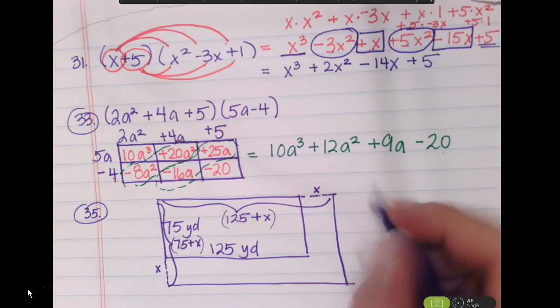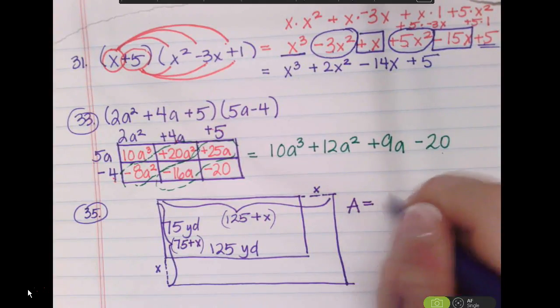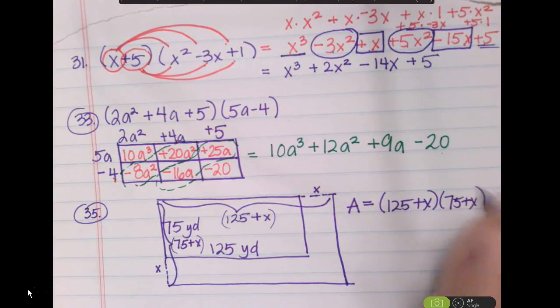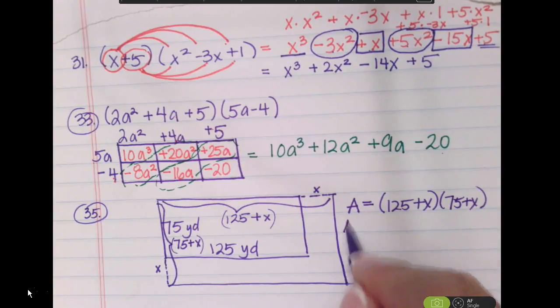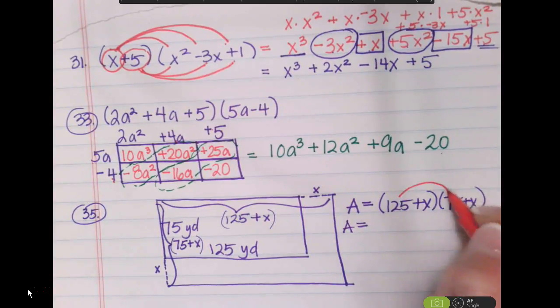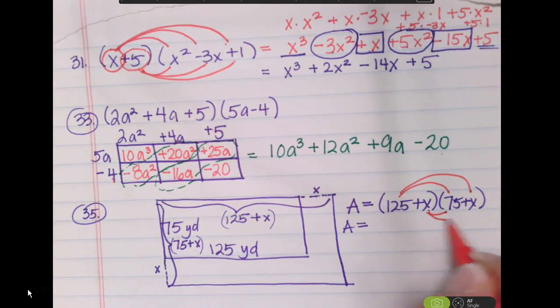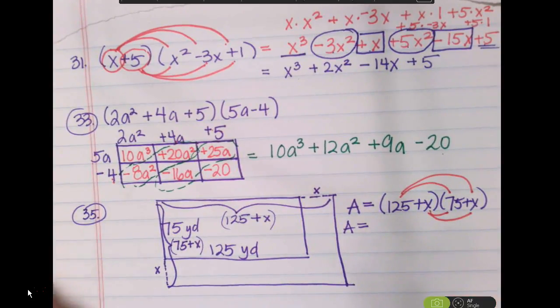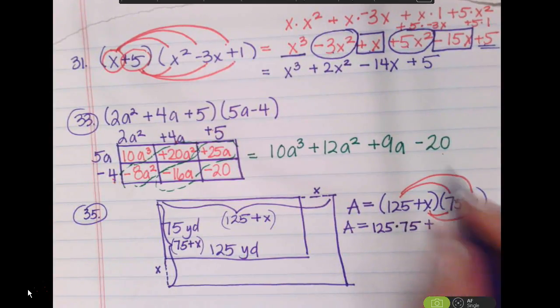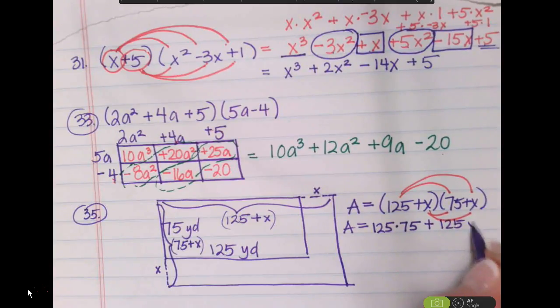So my new area is simply 125 plus x times 75 plus x, and I'm going to multiply that out. I'm going to use the FOIL method or double distribution. So 125 times 75, I'm just going to write out my multiplication problems first, plus 125 times x, 125x, plus x times 75, which I can write as 75x, and x times x.